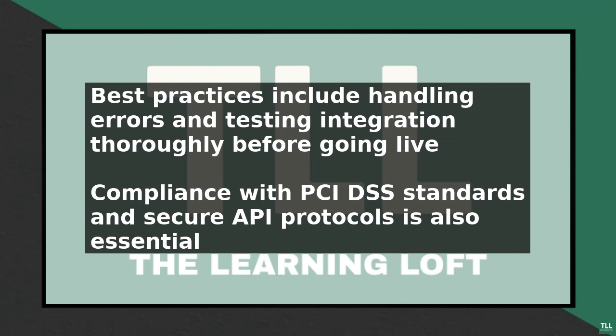In conclusion, Authorize.net ARB integration is a straightforward process that can be completed by following these steps. By understanding the basics of ARB, obtaining your API credentials, creating customer profiles and subscriptions, and testing your integration, you can successfully implement recurring billing and start accepting payments from your customers.